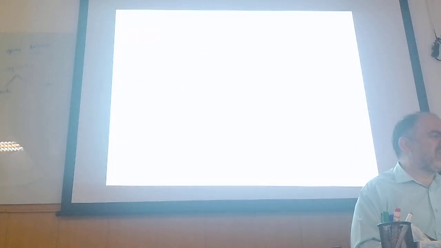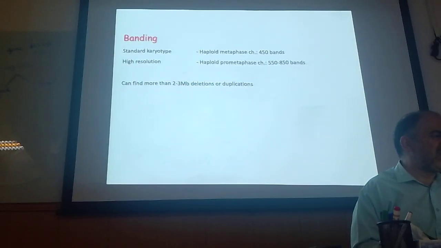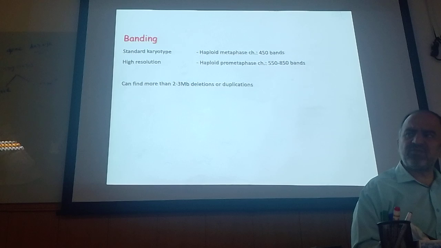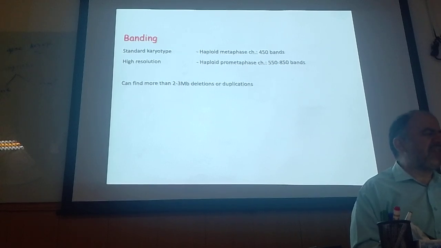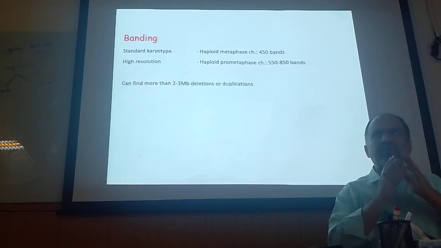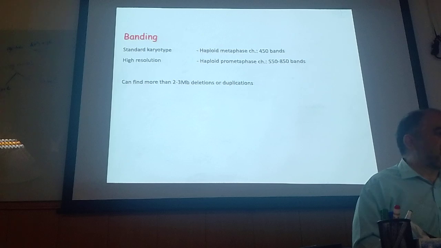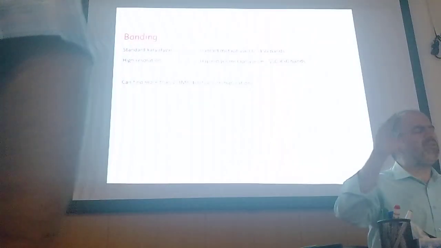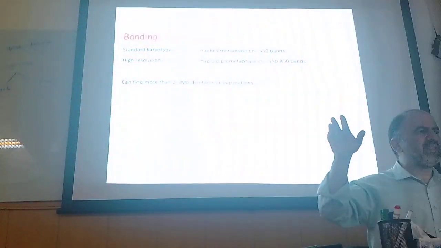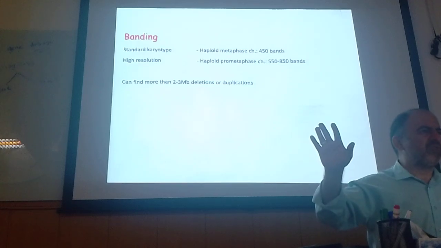In standard karyotyping, the cells are stopped in metaphase by colchicine. High resolution would be prometaphase chromosomes. Here we have the chance to check 550 to 850 bands. With the best eyes and the best microscope, doing the test very well, usually we can find up to 2 to 3 million base pair deletion or duplication. Less than 2 to 3, karyotyping is not good enough.